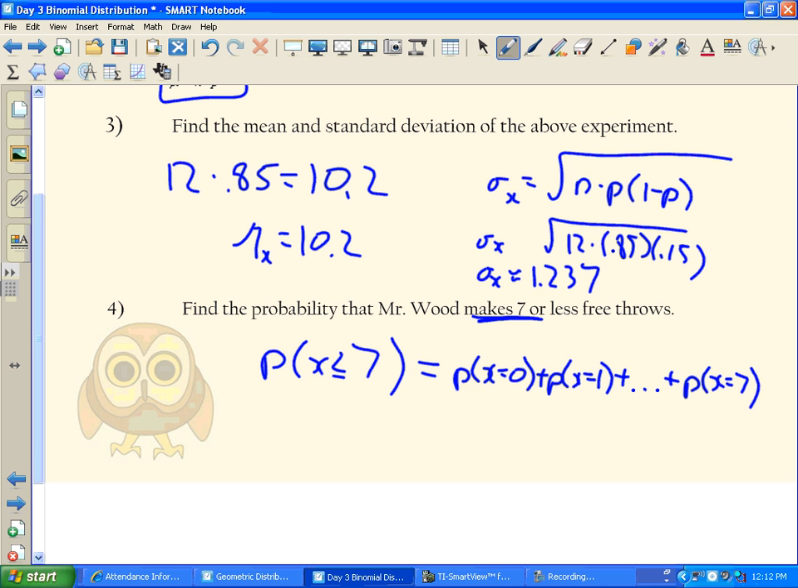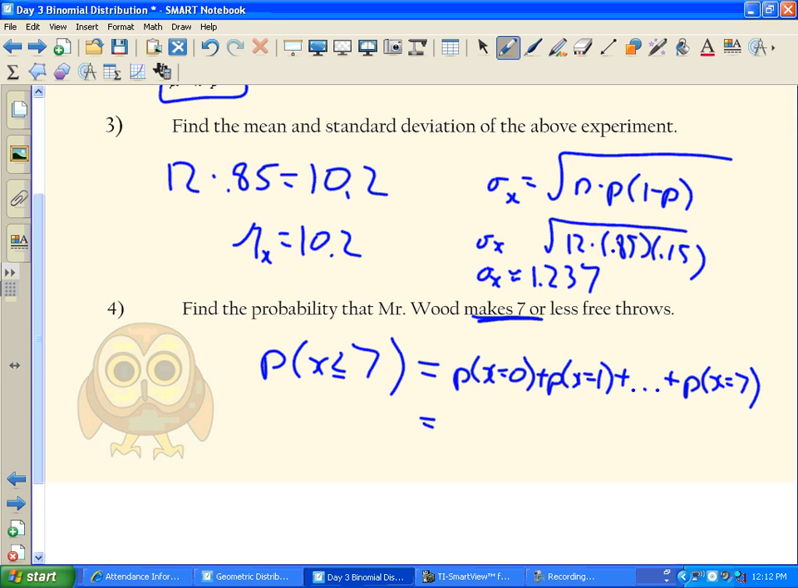Because yesterday I showed you how to plug into that formula. It's kind of a long formula. That's n choose 0 times 0.85 to the 0 times 0.15 to the 15th. Then you have to do that for all those values. I don't need to see that. I just need you to communicate that you know what you're looking for.